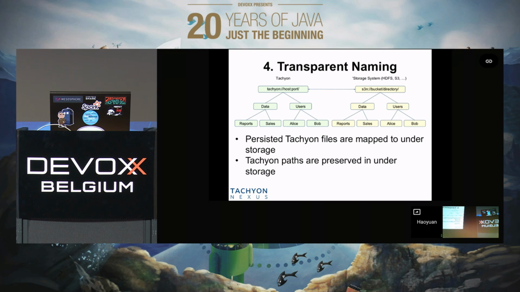This is very important because now, beyond using Tachyon and different ways to access data through Tachyon, you can also access that data using other systems, like other applications accessing the under storage directly, just in case some APIs are not supported by Tachyon yet. But if you want the performance, of course, you can use the Tachyon APIs. You can access that data as well. So that's the transparent naming.